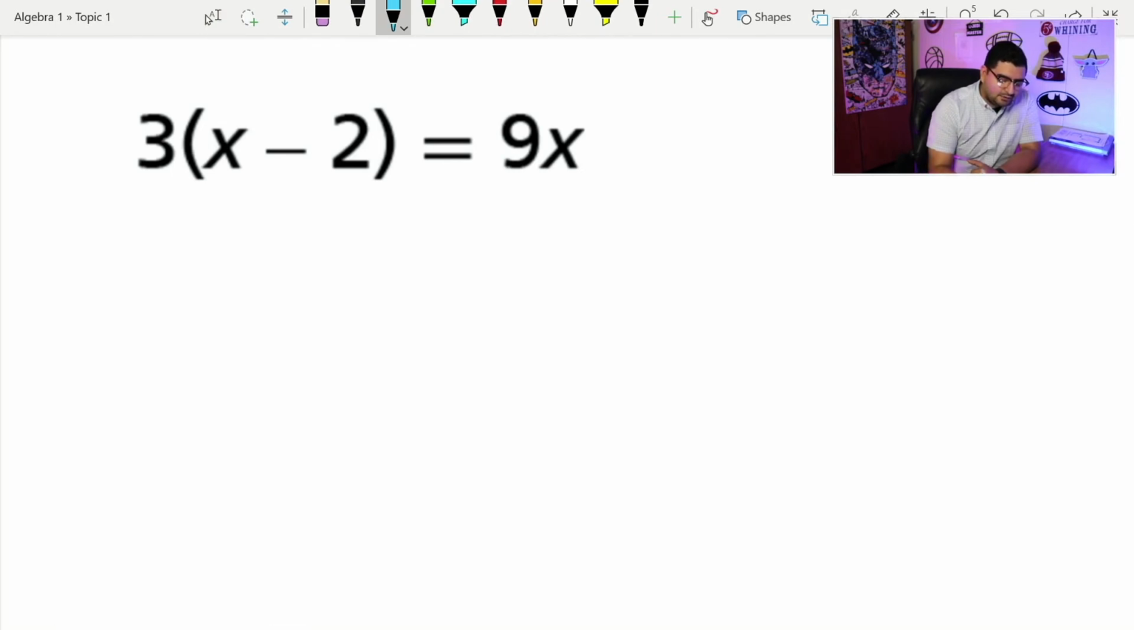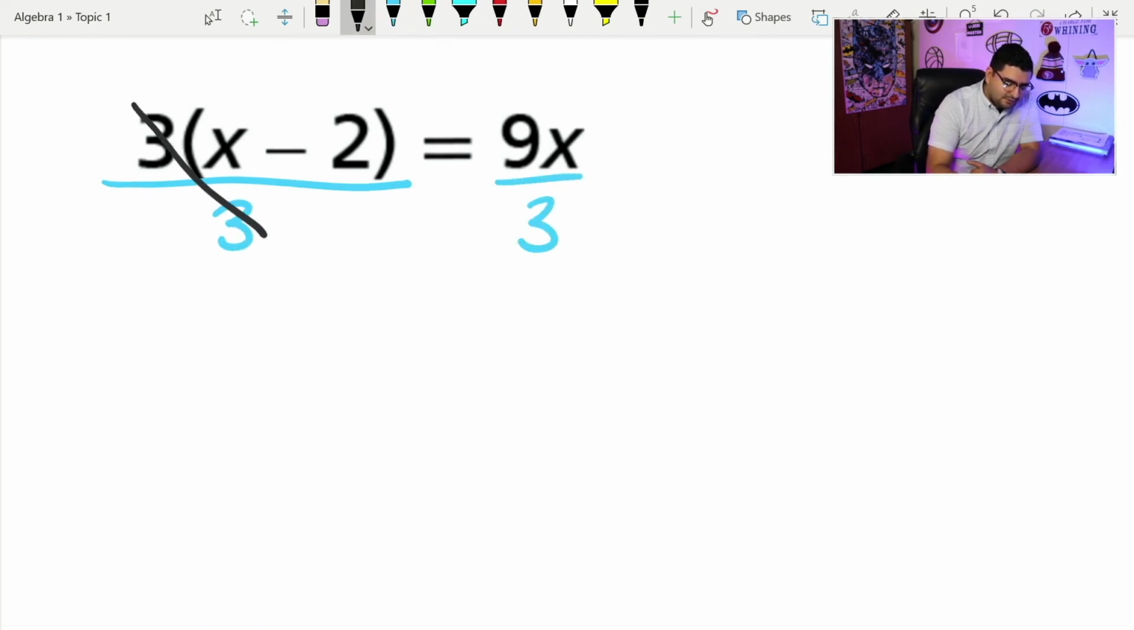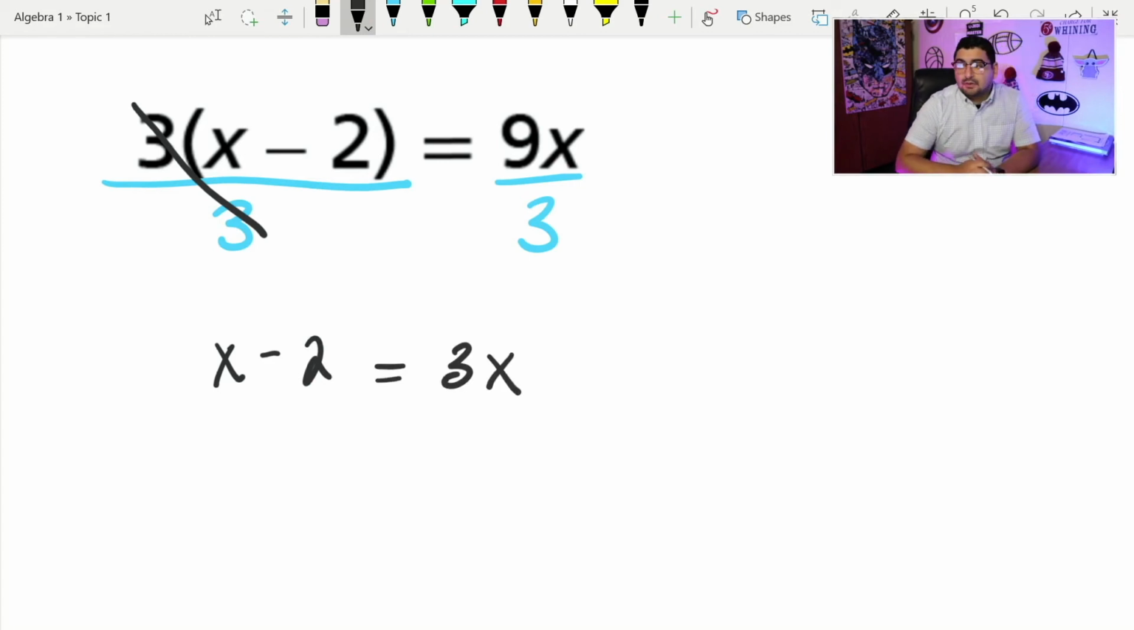Instead of distributing the 3, I'm going to divide both sides by 3. If I do this, these 3's cancel out, and I can get x minus 2 equals 9 divided by 3 is 3x. This is one way to solve the problem. Now I could have distributed. That would have also worked. In this problem it's actually faster to go ahead and divide out first.